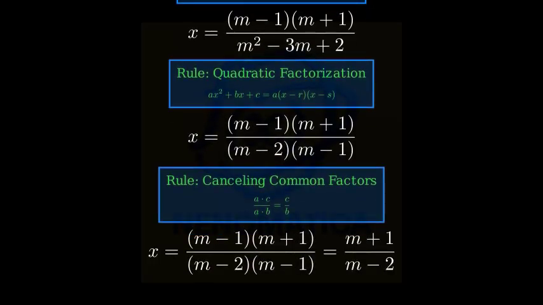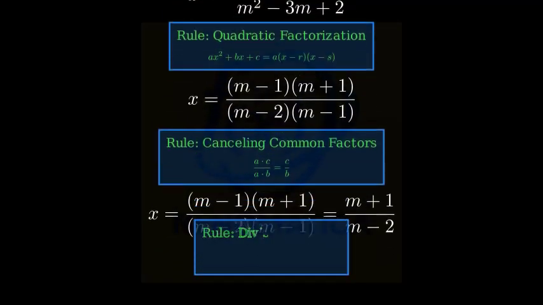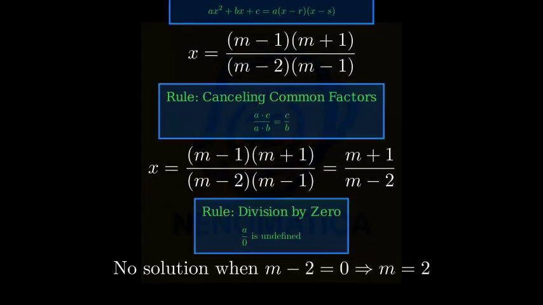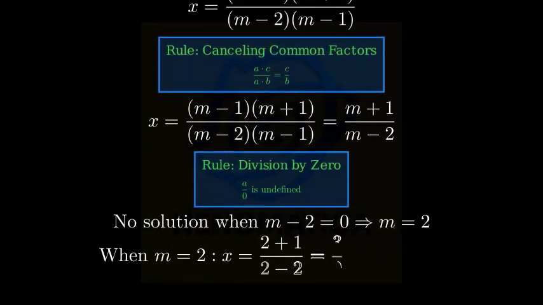Now, we need to determine for which values of m this equation has no solution. There will be no solution when the denominator equals 0, which happens when m equals 2. When m equals 2, we get a division by 0, which is undefined. We also need to check if there are any other special cases.